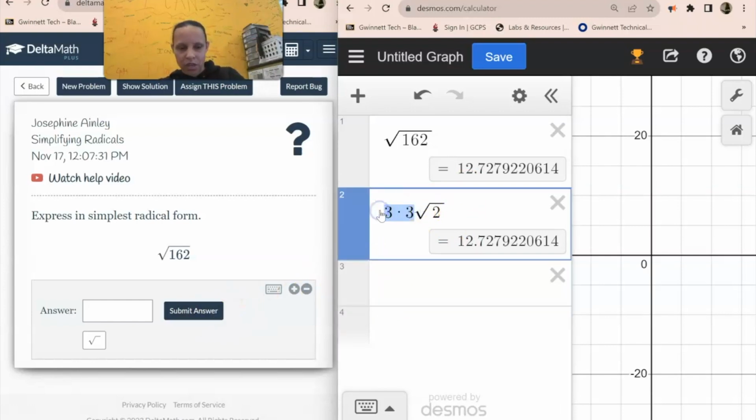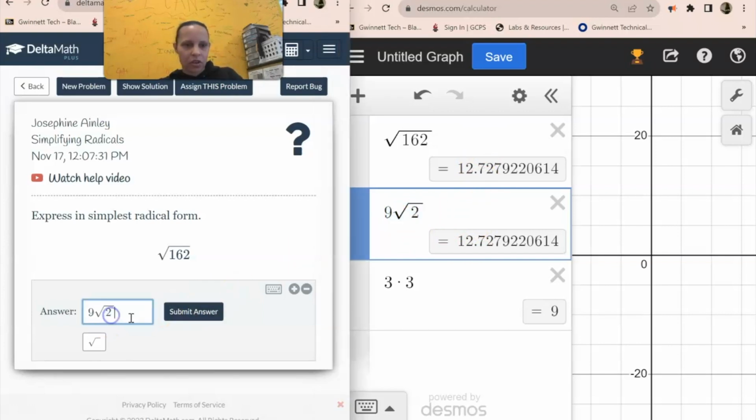So 3 times 3, again, you can put that there, is 9. So you're going to cross this out and put 9. My numbers are still matching. No more books to take out. This is my final answer.